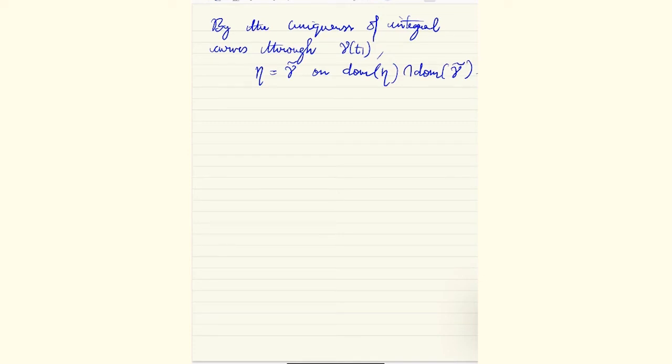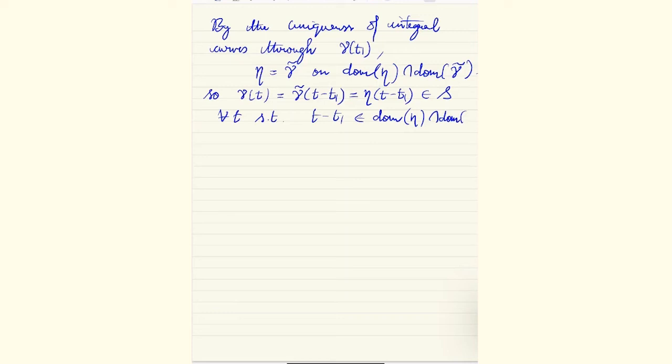So what does this mean? This means that gamma t is gamma tilde of t minus T1, which is of course eta of t minus T1, but this is in S for every t such that t minus T1 is in the common domain. And the claim is that we are done.